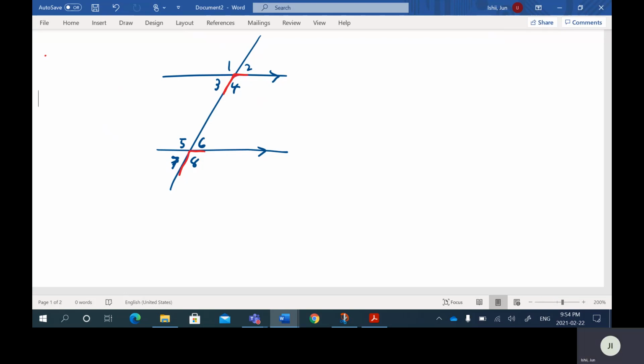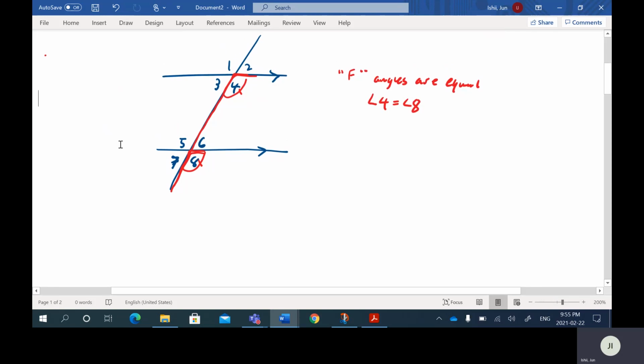If I trace angle 4 all the way down here, and angle 8 as well, you notice that they create the letter F, and these angles are also equal. See how angle 4 and angle 8, when I trace them, create the letter F. Therefore angle 4 is going to equal angle 8, as long as these two lines are parallel. So angle 4 equals angle 8.